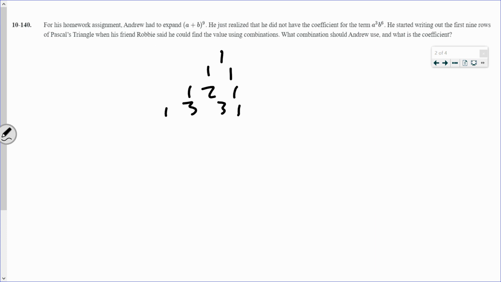So his friend Robbie says, well, you can find that just using combinations. And that's what we'd like you to get to. It's not like Pascal's triangle is wrong. If you have it on hand, great. But if you have to build it every time, it's kind of annoying. So what combination should Andrew use, and what is the coefficient?